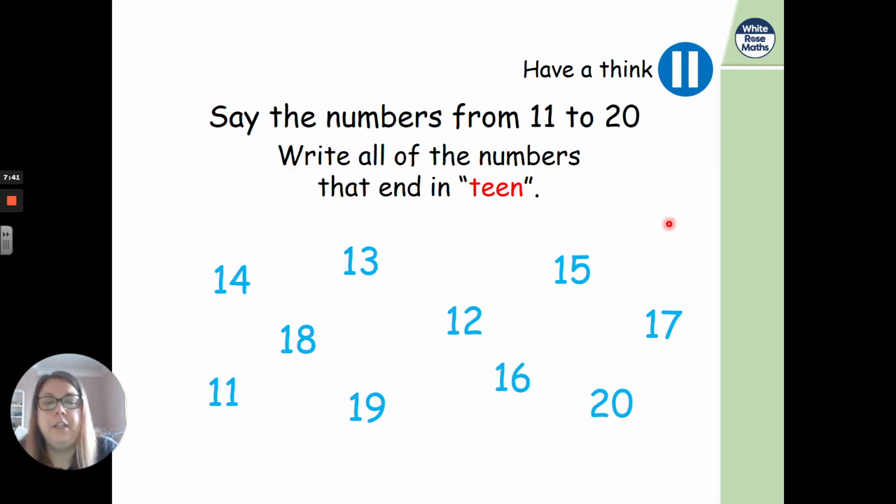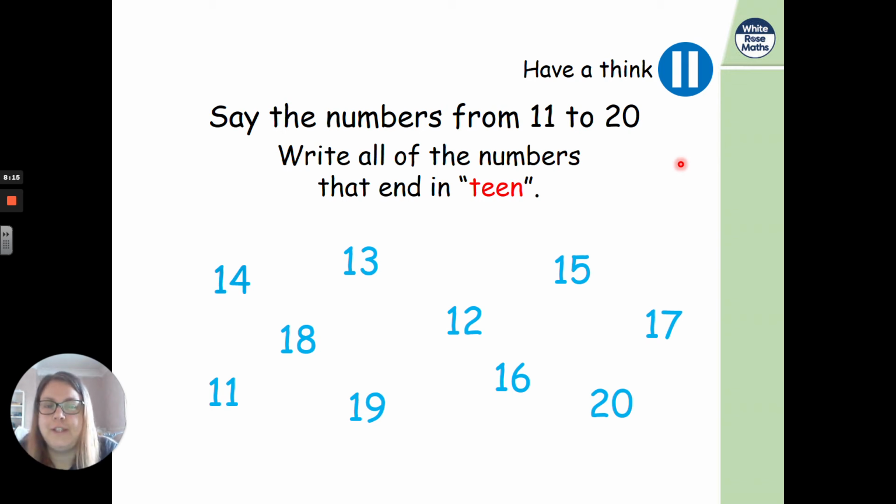So I want you to say the numbers from 11 to 20, and then write all the numbers that end in teen. So look at these numbers here. Say the numbers from 11 to 20, and then write the numbers that end in teen. So if I said 11, would I write that down? No, because it doesn't end in teen. So pause the video, say the numbers from 11 to 20, and write the numbers that end in teen. You don't need to write the number words, just the numbers. Off you go.